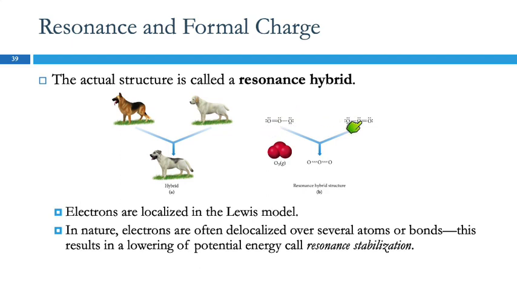These are the two resonance structures, but the true structure is a combination. It's a resonance hybrid, a combination of the two. And so here they've drawn a single line and a dashed line to try to represent a 1.5 bond.